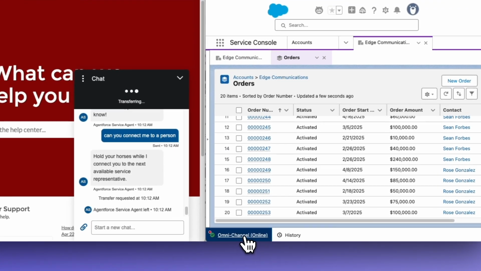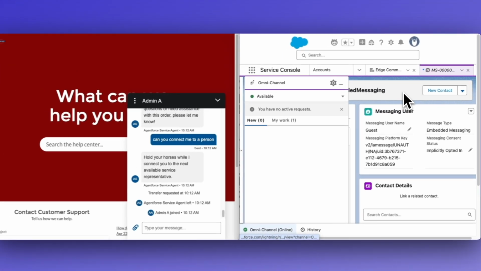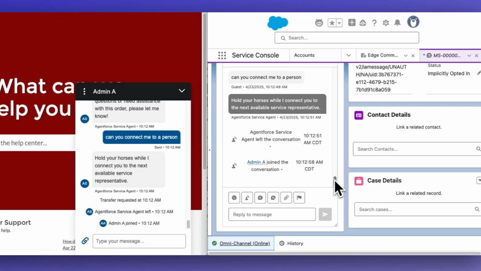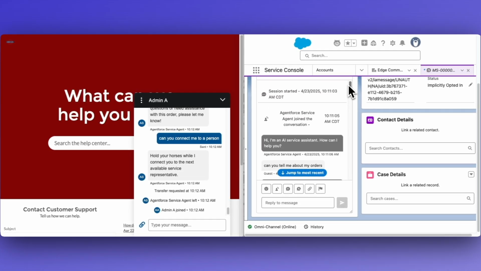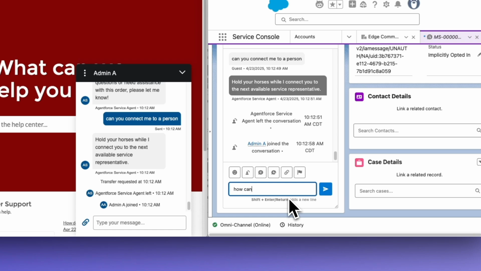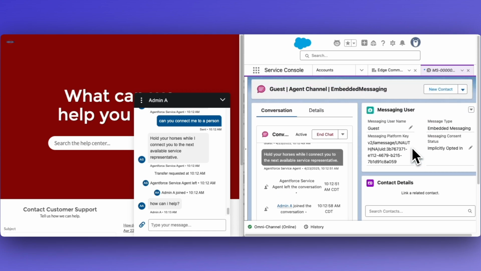And now omni-channel kicks in and a human gets a notification and that part of the process takes over. So when your CSR looks at this, they'll see the entire history of the chat that was going on with the AI agent. And now they can interact, post a message, how can I help? And that'll come back through in the portal. And now the customer and the human agent are talking to each other.